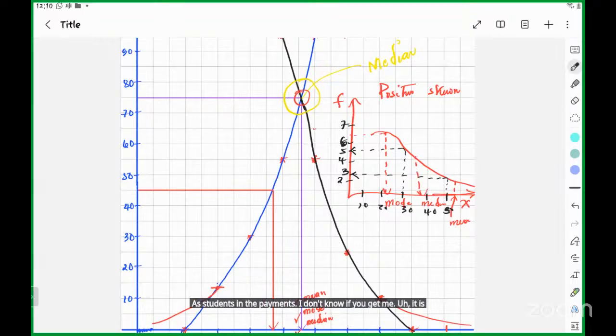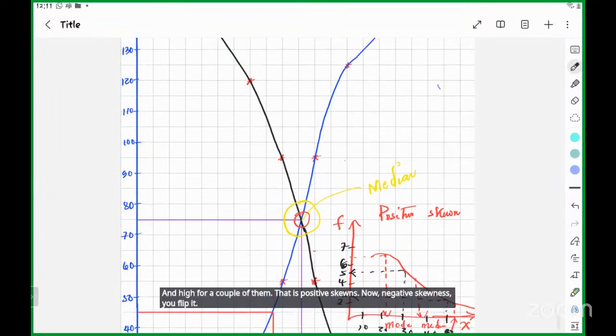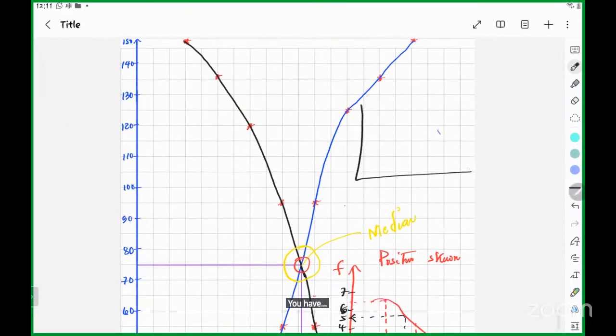It is common in organizations where work is repetitive. You find that most of the people are doing repetitive work, so they're at a similar pay. And then the undersecretary and the like, they're getting very huge payments or remunerations. It's common that way. Or they bring in a consultant once in a while who supports them. But work is repetitive, so the payments will be lower for so many people and high for a couple of them. That is positive skewness. Now, negative skewness, you flip it. You have few items of low value.